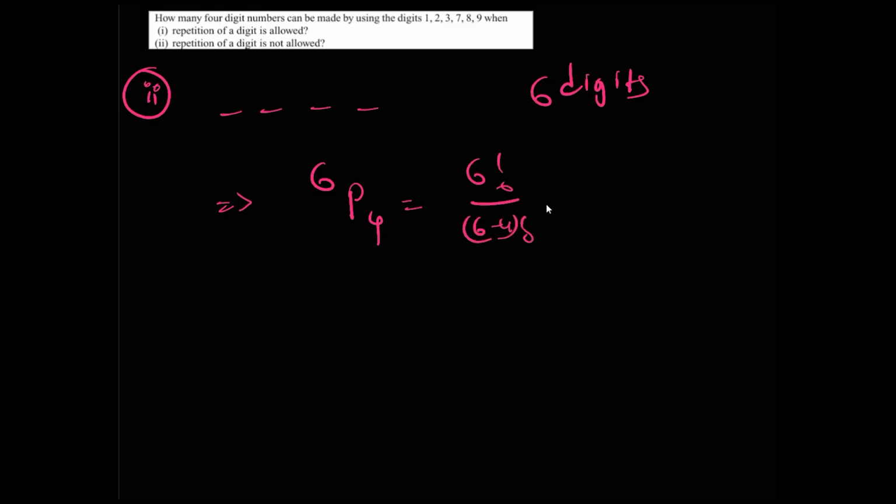They are saying that we want to make a 4-digit number using 6 digits. Therefore, number of ways will be 6P4, arranging 4 numbers from 6 different objects, that is 6 factorial by 6 minus 4 factorial, 6 factorial by 2 factorial. That equals 6 into 5 into 4 into 3, 360.